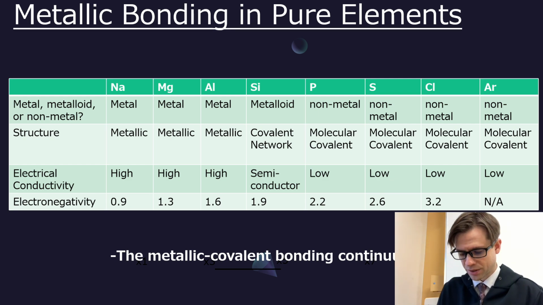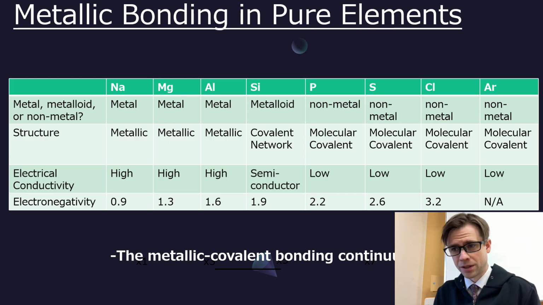Then when we get to silicon, Si, we'll say that's a metalloid. It contains properties of both metals and non-metals. It's hard to define. But then from phosphorus, sulfur, chlorine, and argon, we go into the non-metal territory. So they have much less metallic properties, more non-metal properties.